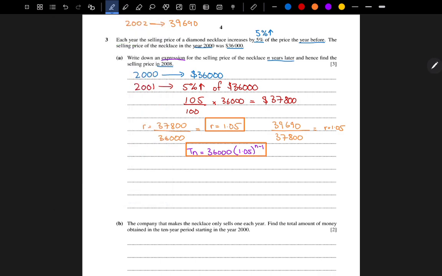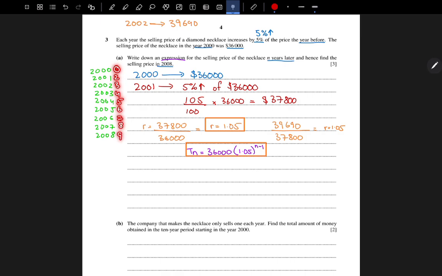So if we look at the question carefully, we can write down the years. We have 2000, 2001, 2002, 2003, 2004, 2005, 2006, 2007, and finally 2008. If we start counting, this is the first year, this is the second, third, fourth, fifth, sixth, seventh, eighth, and ninth year. So please do not make the mistake of writing 8 as your end term.